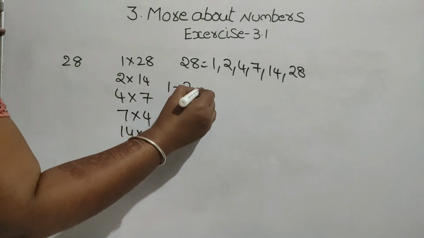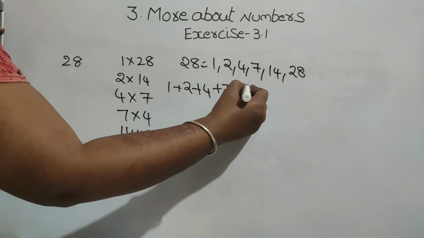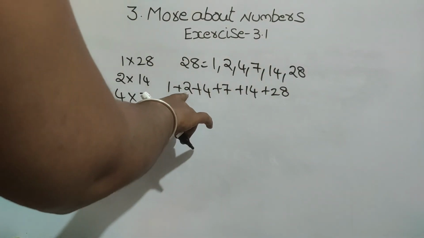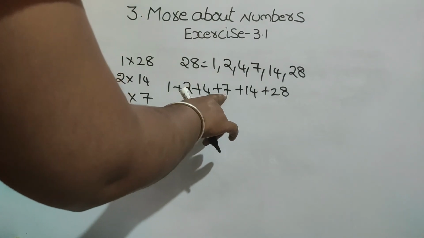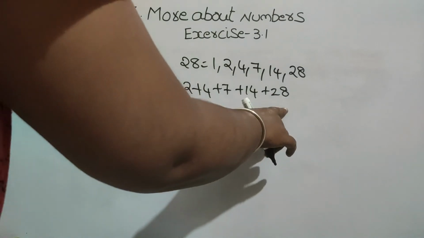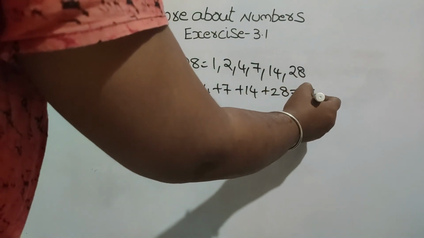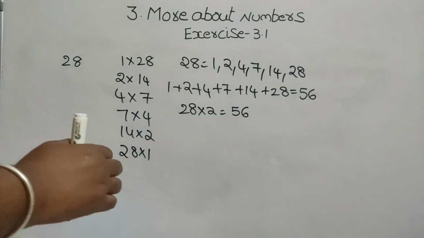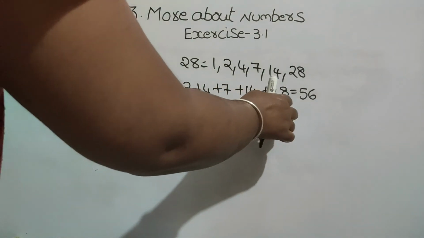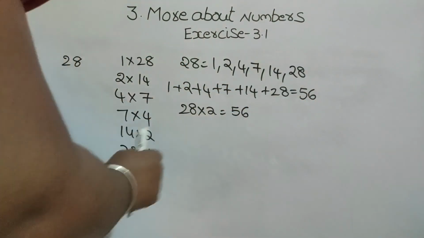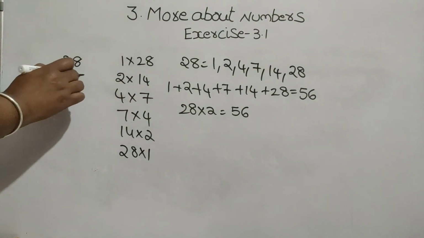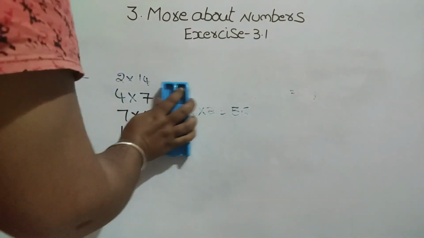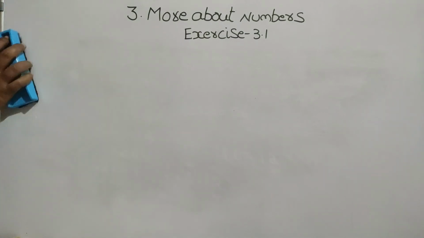1 plus 2 plus 4 plus 7 plus 14 plus 28 is how much? 1 plus 2 is 3, 3 plus 4 is 7, 7 plus 7 is 14, 14 plus 14 is 28, 28 plus 28 is 56. 28 times 2 is 56. The number whose sum of all factors is 2 times that number is called a perfect number. So 28 is a perfect number which is less than 40. This ends this question. Moving on to the next question.